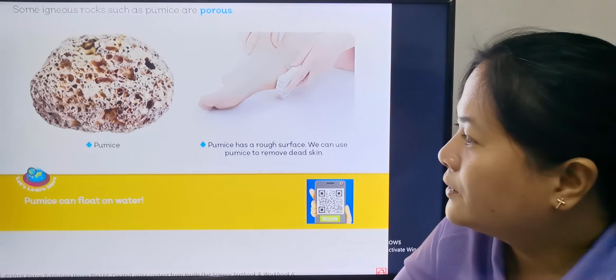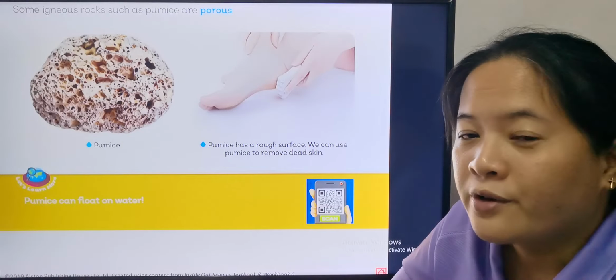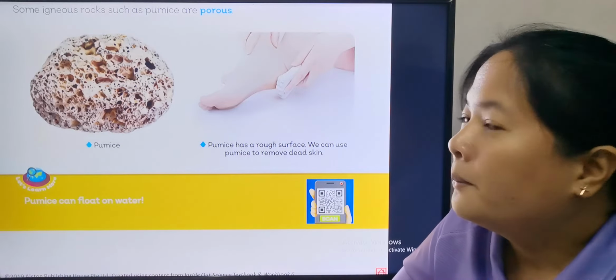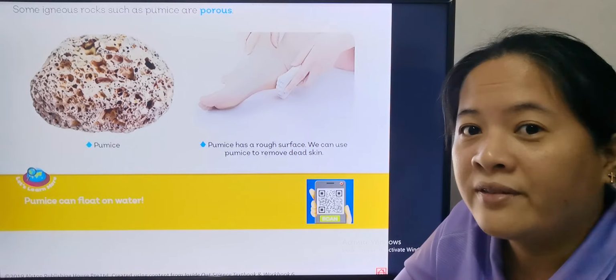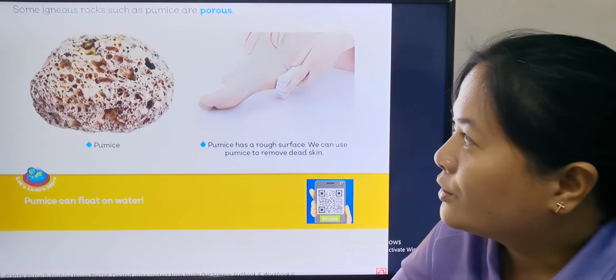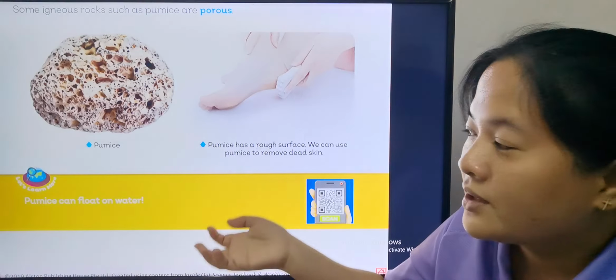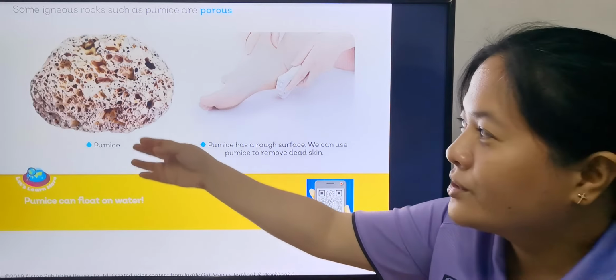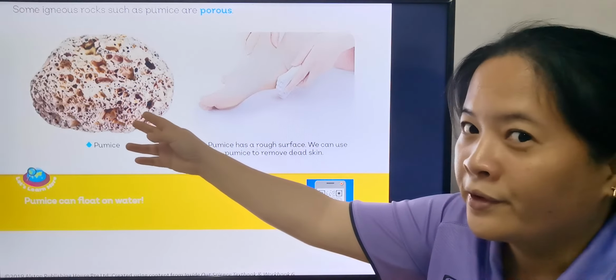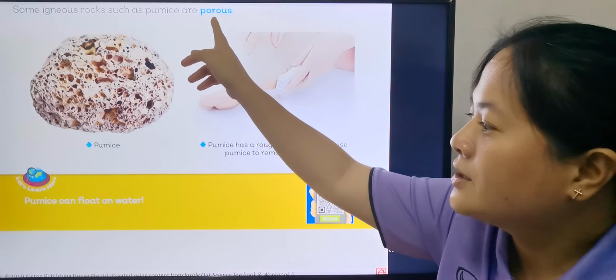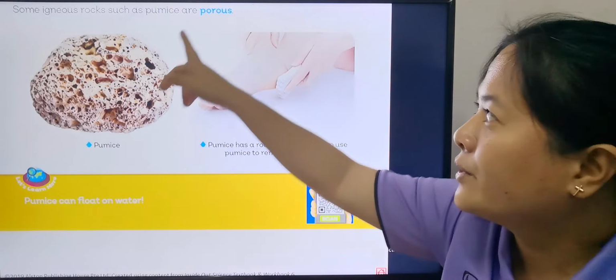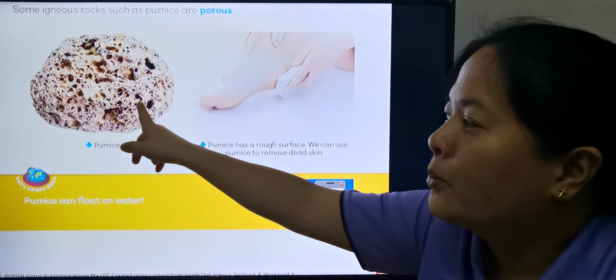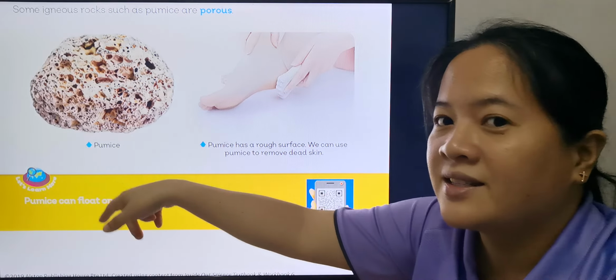Okay, another example of igneous rock is pumice. Okay, pumice is from lava as well. Okay, so when magma flows out, it becomes lava and then it cools down very fast. Okay, it cools down so fast that it's porous. Okay, porous, go back to the vocabulary. What does it mean, porous? It has pores, it has air inside.